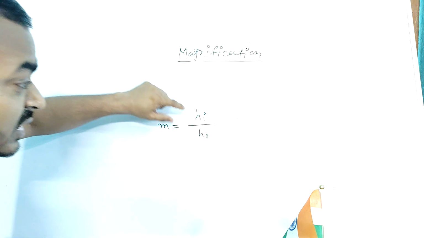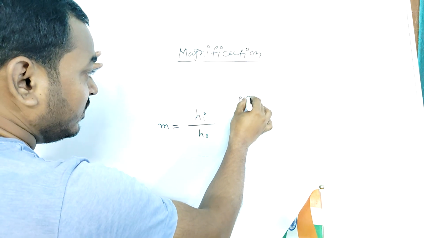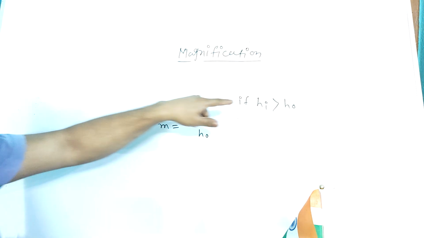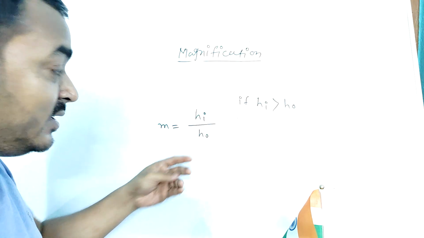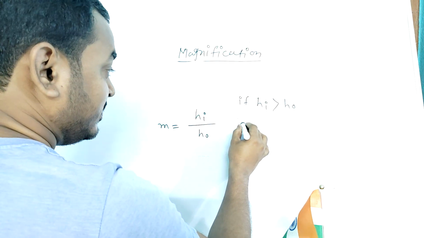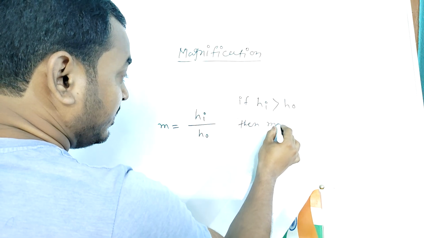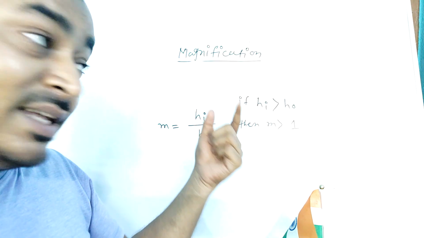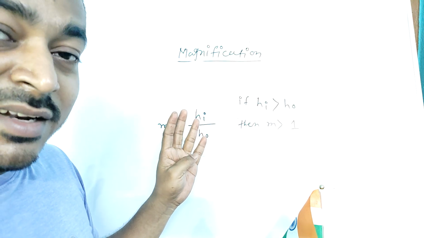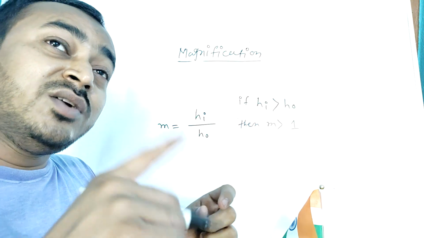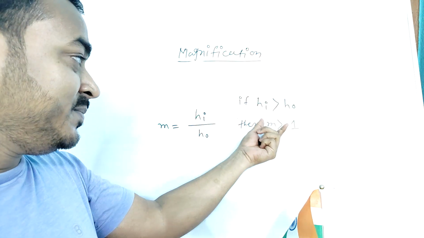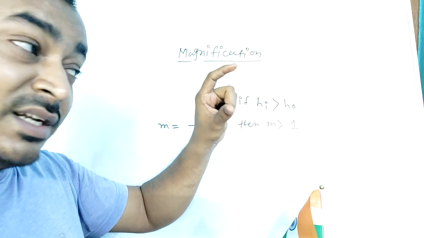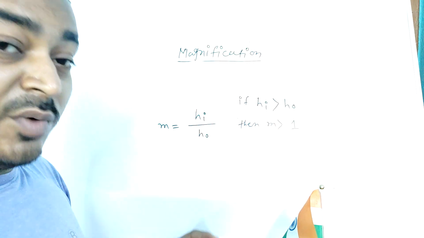Okay, so if hi is greater than ho, height of the image is greater than height of the object, then the value of m, m is greater than 1, and whenever we are getting m greater than 1, then it is magnified. Is it clear? So when the magnification is given as 1, 2, 3, it means it is a magnified image. So image height is larger than the object height.